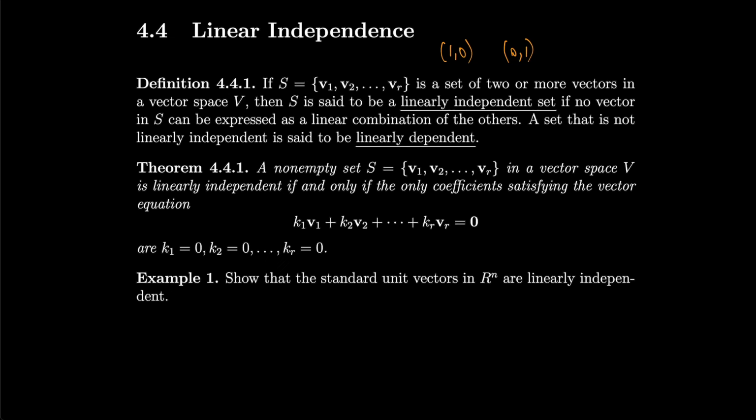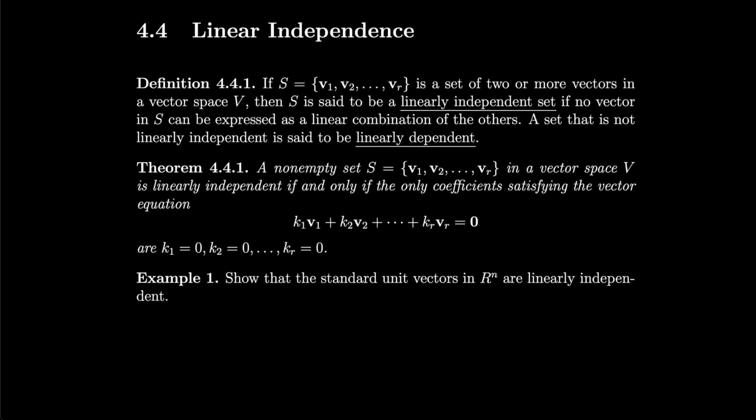One of the easiest ways to check if vectors are linearly independent or dependent is with this theorem right over here, which says that a non-empty set S of vectors v1 through vr in a vector space V is linearly independent if and only if the only coefficients that satisfy the vector equation k1v1 plus k2v2 and so on through krvr equals the 0 vector are k1 equals 0, k2 equals 0, through kr equals 0. So all of the coefficients have to be 0 if it ends up equaling the 0 vector.